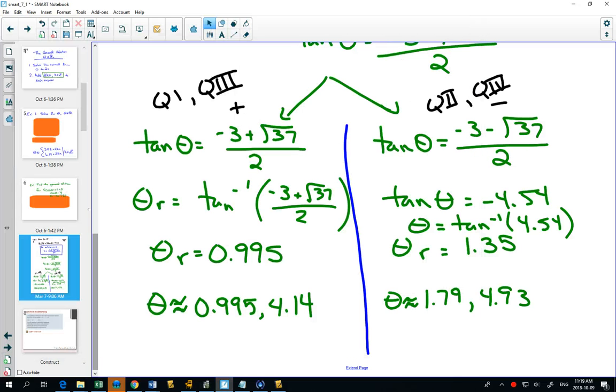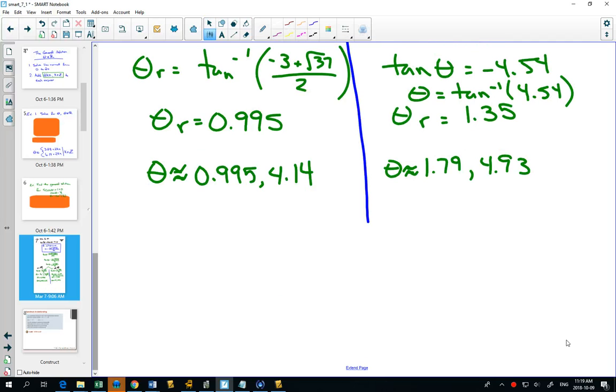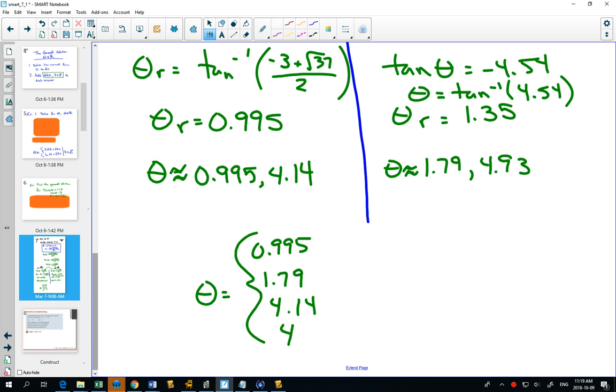So now we have solved between 0 and 2 pi. How do we write our general solution? Step 2 for general solutions. You list all of your answers, 0.995, 1.79. They do not have to be in order, but maybe you're a little bit OCD like me and like them in order.